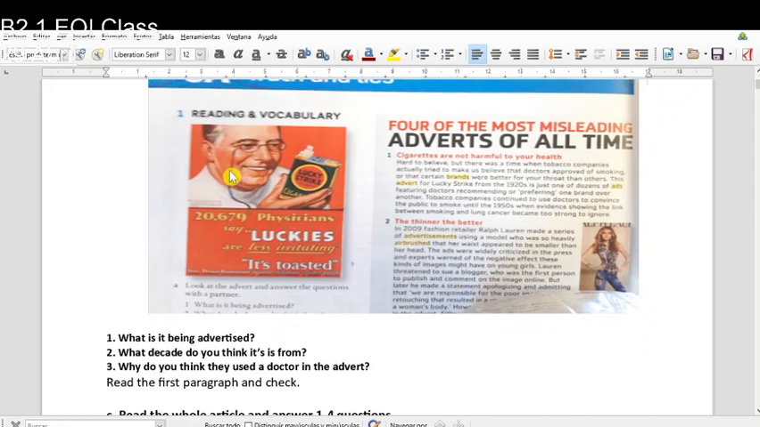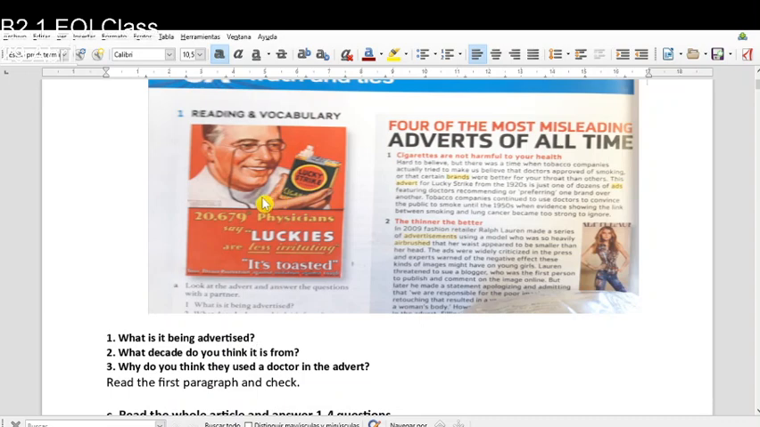To begin with, look at this advert. What is it being advertised? These are the questions that we're going to be asked. What is it being advertised? What decade do you think it is from? And why do you think, very strange, no? Why do you think they used a doctor in the advert?